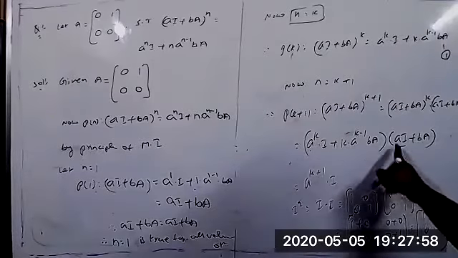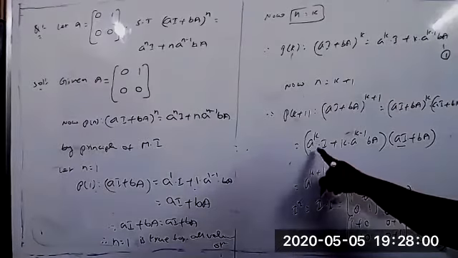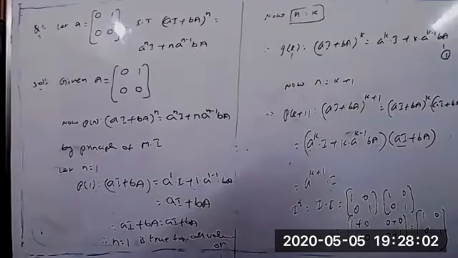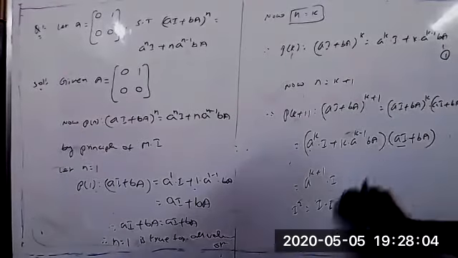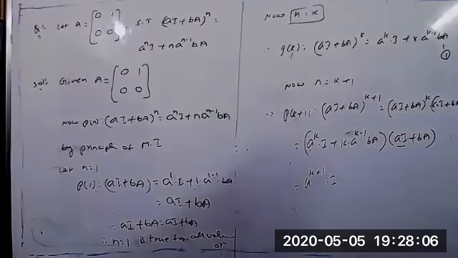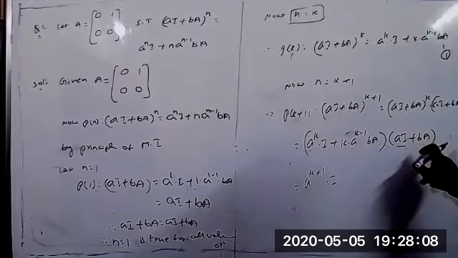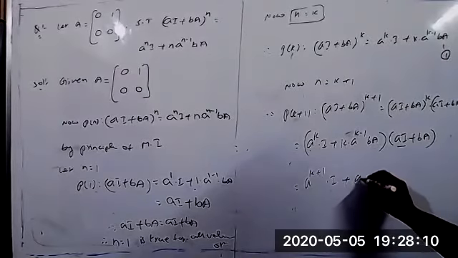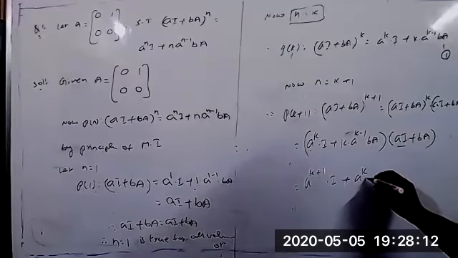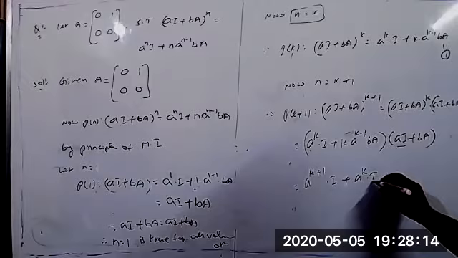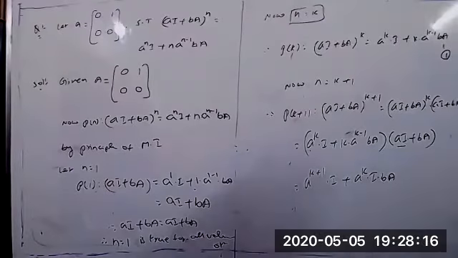For a power k into a equal to a power k plus 1. It is in the form of a power m into a power n, a power m plus n. Next, first term into, that means a power k into I into (a plus ba)... so plus the same we can write now, a power k into I into ba.